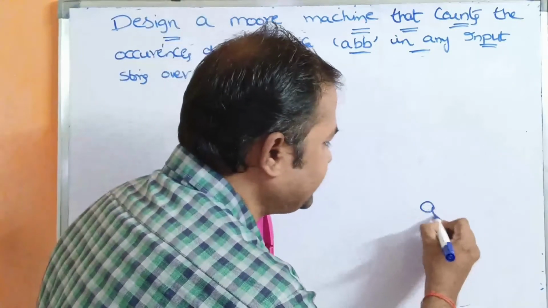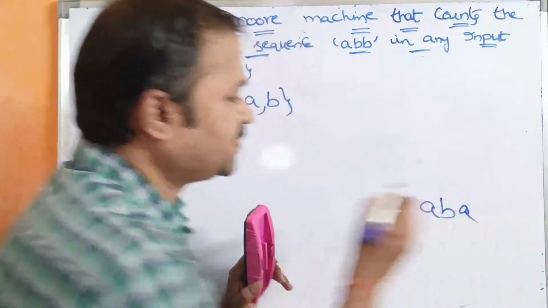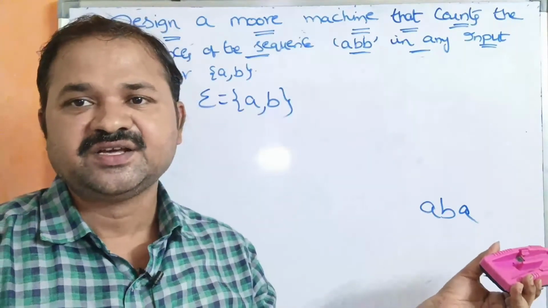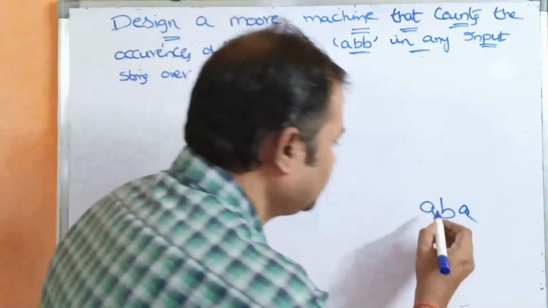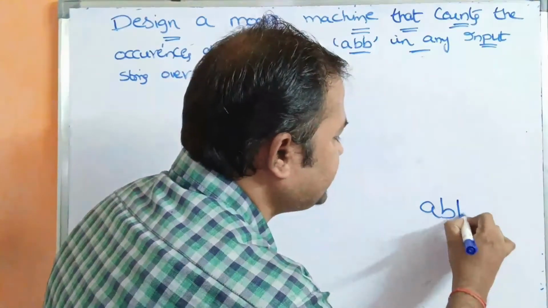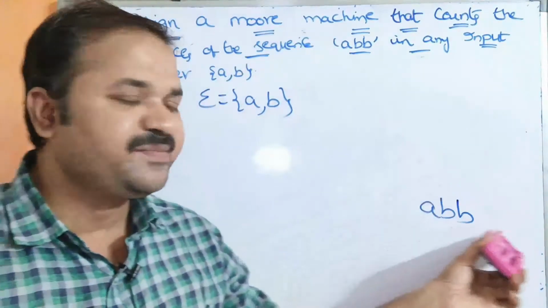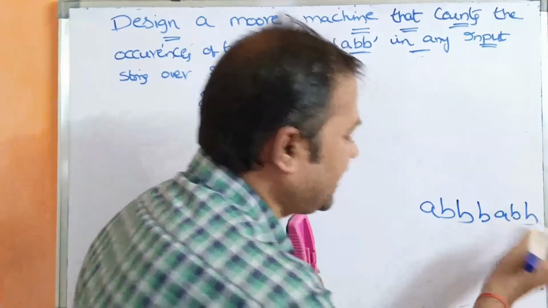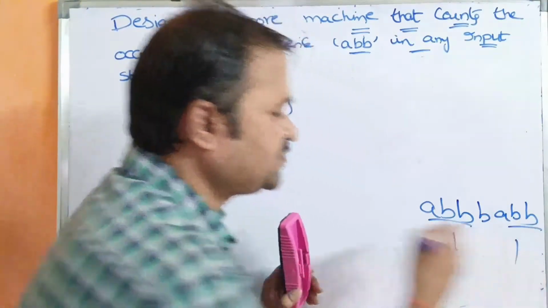Let the string be like this, ABA. In this, we don't have the ABB sequence. So the output is 0. Let we have a sequence like this, ABB. So one time ABB is present. Let we have a sequence like this, ABB, B, ABB. So one time, so 2 times.